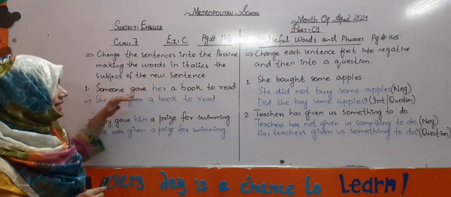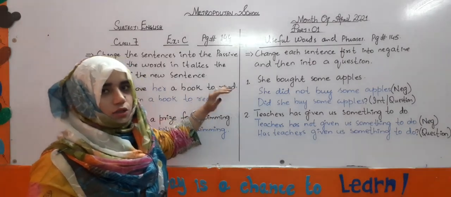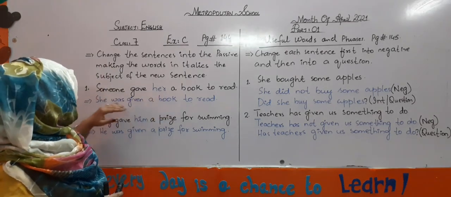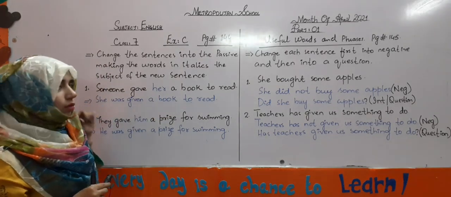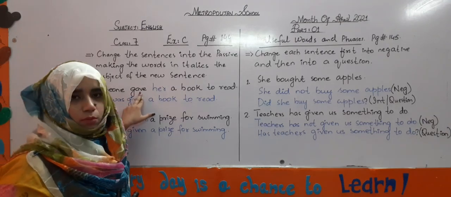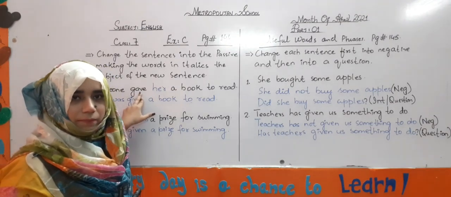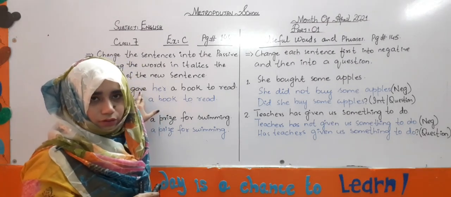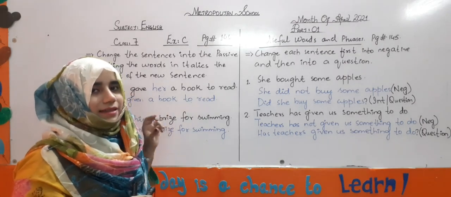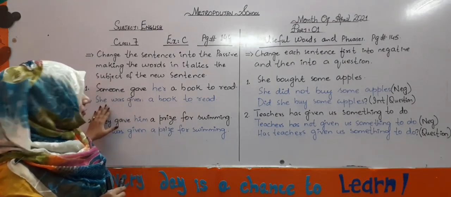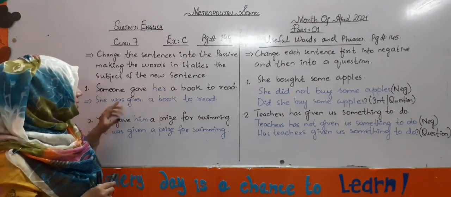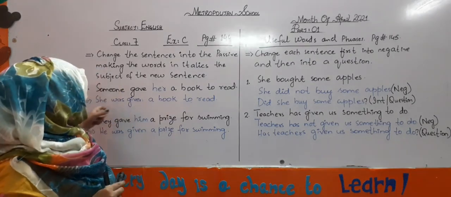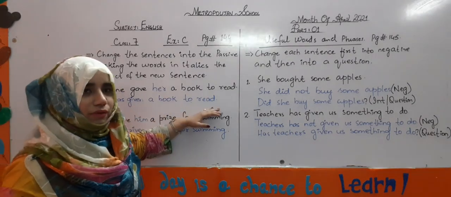Starting from here, someone gave her a book to read. So now we are going to make a passive of this sentence. So "her" is obviously changed into "she," and according to the rule, the second form of the verb is given, it means the sentence belongs to the past simple tense, so we are changing it using the helping verb of the past continuous tense. So she was, "gave" changing into "given," because we are supposed to use the third form of the word. She was given a book to read, right?